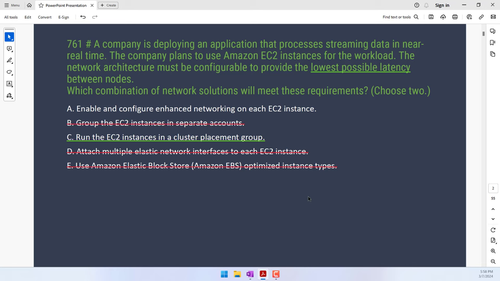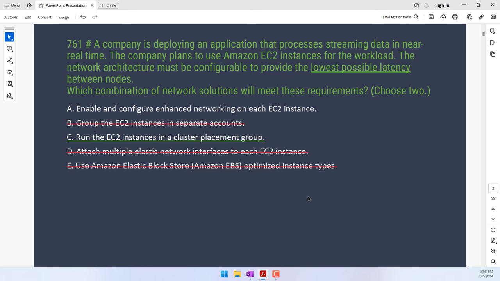A company built an application with Docker containers and needs to run the application in cloud. The company wants to use a managed service to host the application. The solution must scale in and out appropriately according to demand on the individual container services. The solution also must not result in additional operational overhead or infrastructure to manage. Whenever they say that, we already know we have to go with serverless.